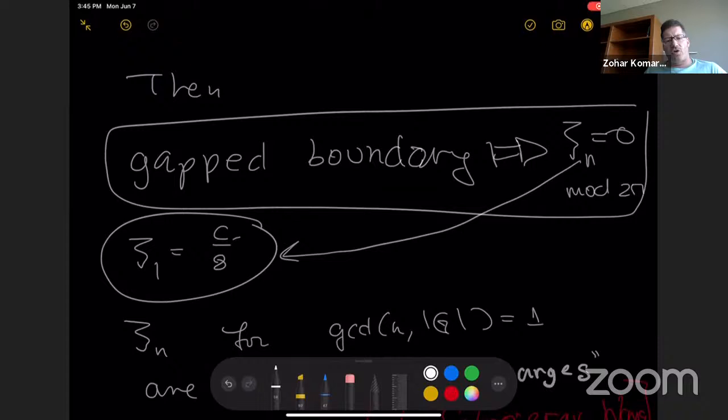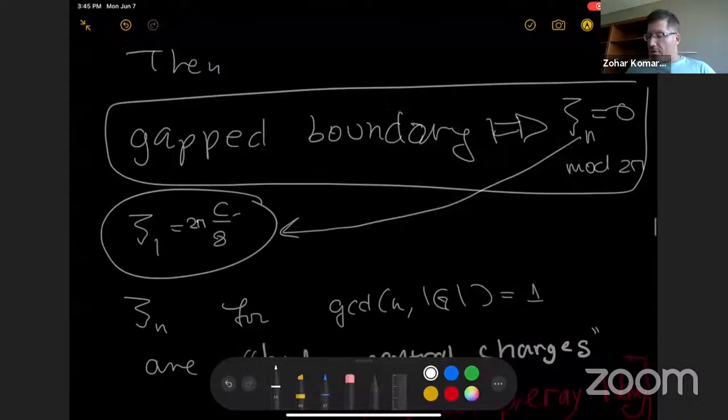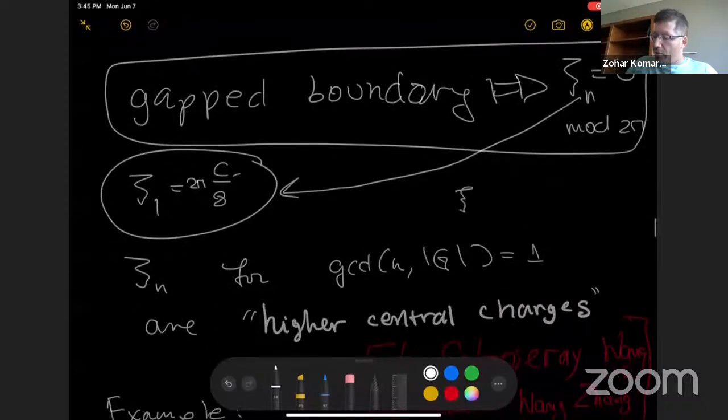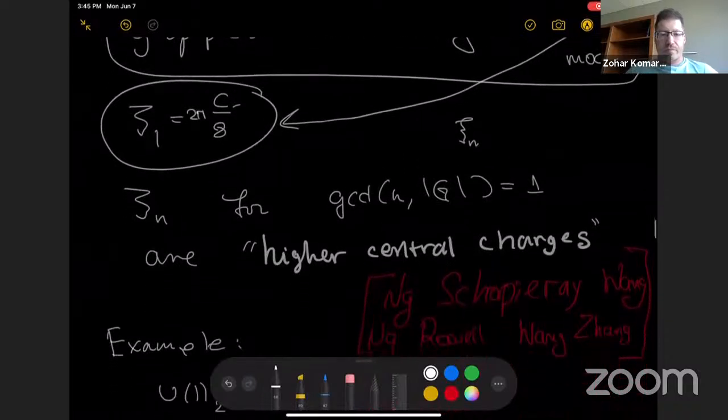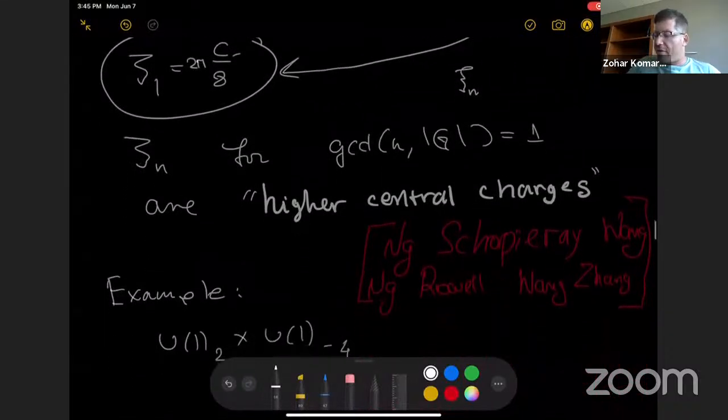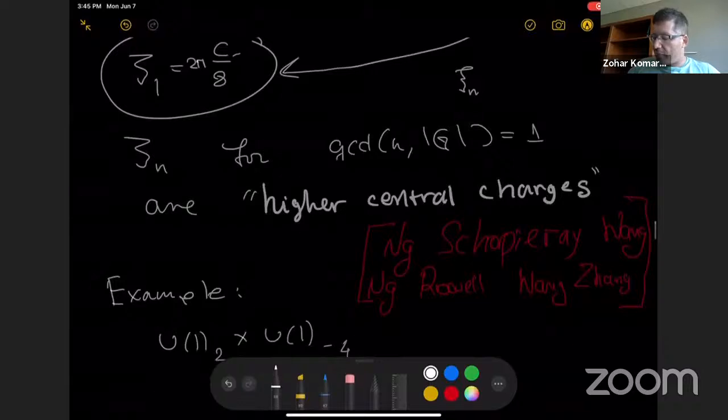I think there is some issue with the convention. Yeah, I think I forgot 2 pi. Here I have to put 2 pi. And then it's literally true. Okay, so Cn is what we will refer to as higher central charges. And they are defined as long as this condition is satisfied.